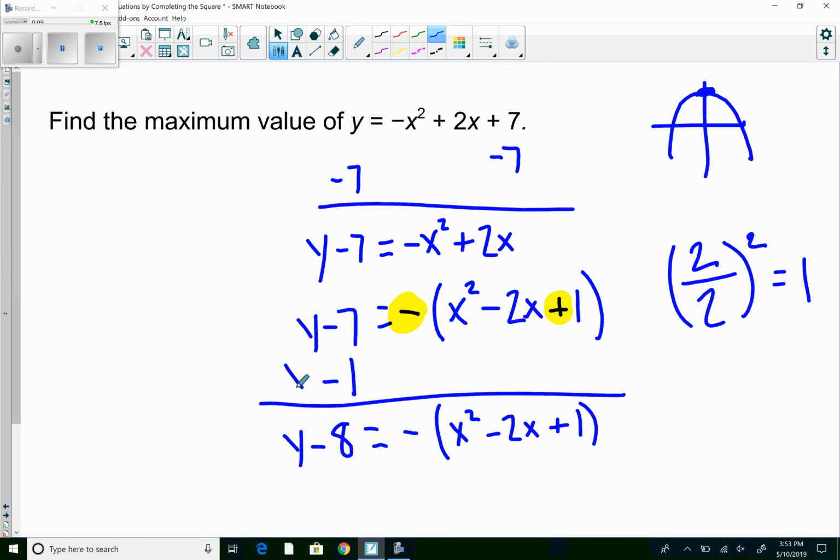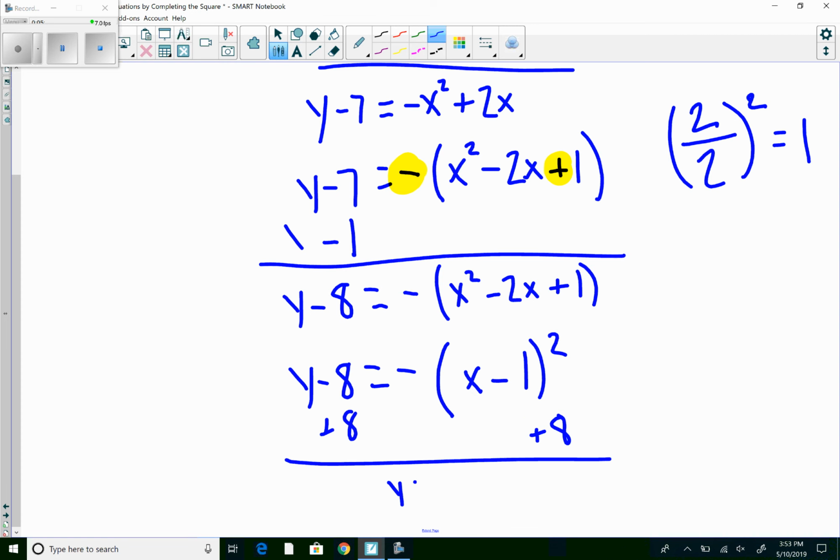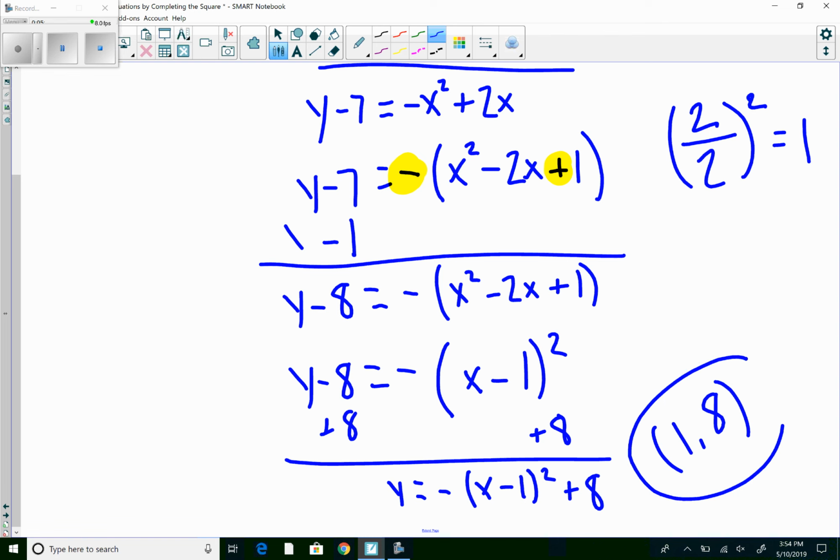From here, we have y minus 8. We can change this now into that binomial squared. So that would be x minus 1 squared. Let's add that 8 over. So I've got y equals negative (x minus 1) squared plus 8. So now our maximum is at (1, 8). And there it is.